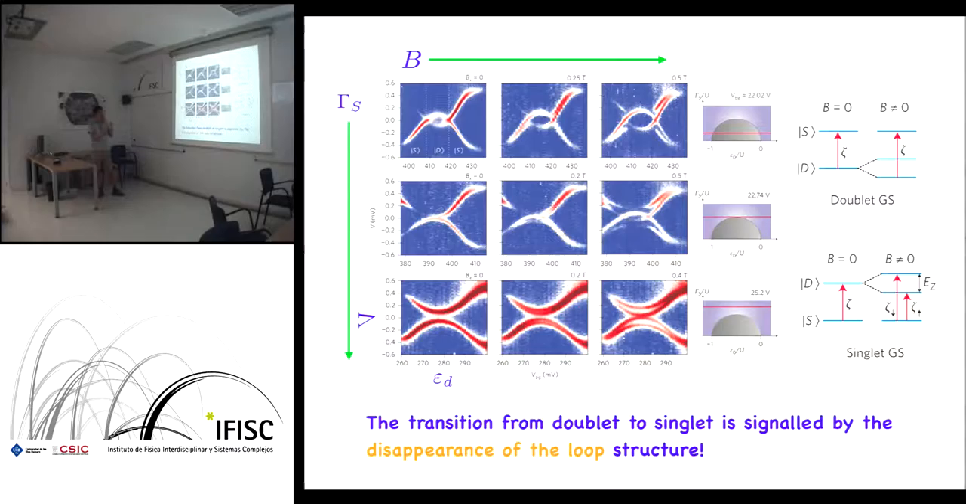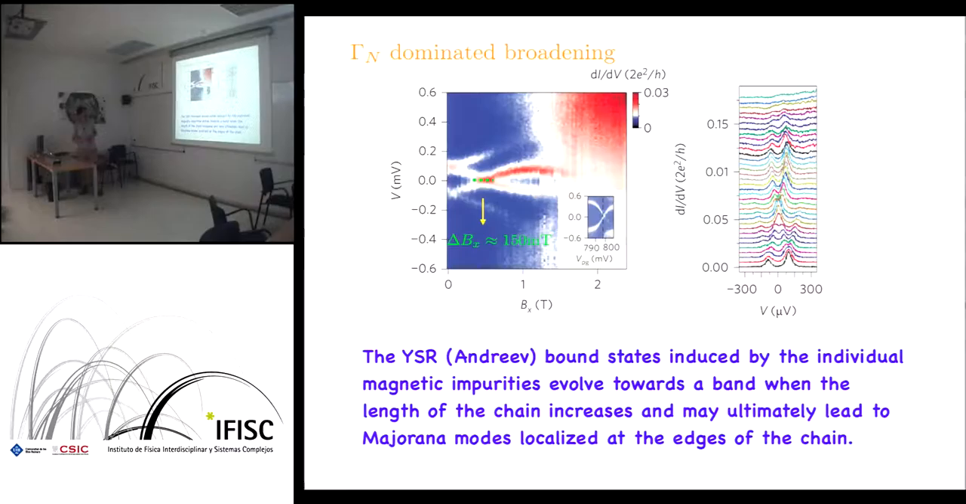When the ground state is doublet, in this loop region, only one transition is possible. But let us focus on the singlet regime. Then two excitations are possible. So we observe two split branches. This is the underlying physics.